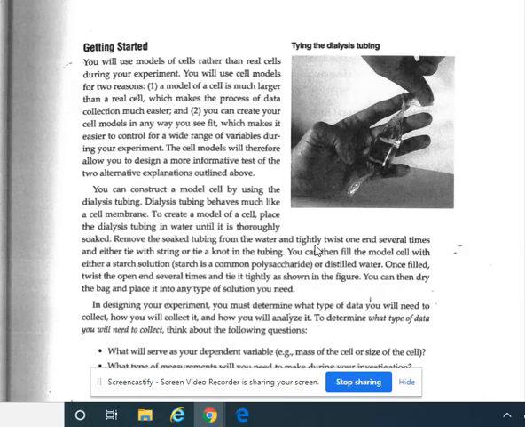You can construct a model cell by using the dialysis tubing. Dialysis tubing behaves much like a cell membrane. To create a model of a cell, place the dialysis tubing in water until it is thoroughly soaked. Remove the soaked tubing from the water and tightly twist one end several times and either tie with string or tie a knot in the tubing. You can then fill the model cell with either a starch solution or distilled water. Once filled, twist the open end several times and tie it tightly as shown in the figure. You can then dry the bag and place it into any type of solution you need.